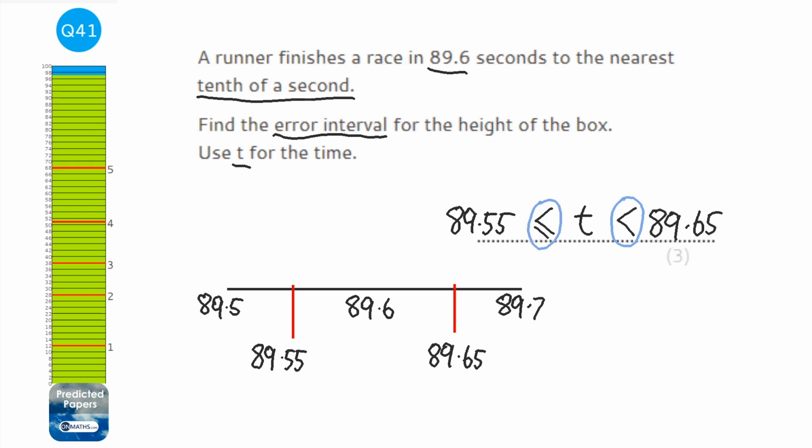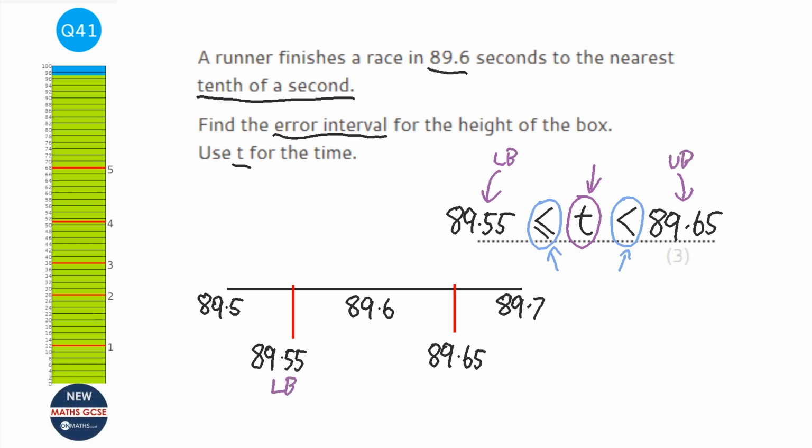Now the reason why the inequality has an equals underneath it on the left hand side is it can be 89.55 and still round to 89.6. The reason it doesn't have one on the right hand side is 89.65 would have rounded to 89.7. So if you just remember, the things in the blue circles are always that way, and the letter it asks you for, just put in the middle. If it doesn't ask you for a letter, you can just pick any letter you want. You can call it X or something. And then the lower bound is on the left hand side and the upper bound is on the right hand side, and the lower bound's always here and the upper bound's always here.